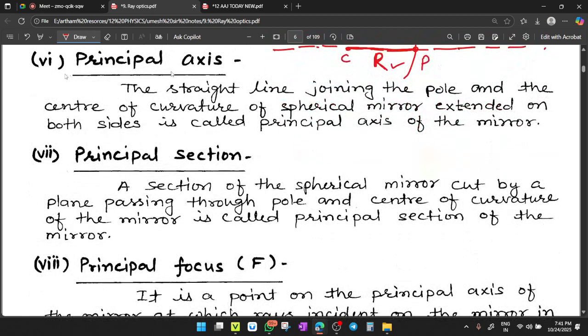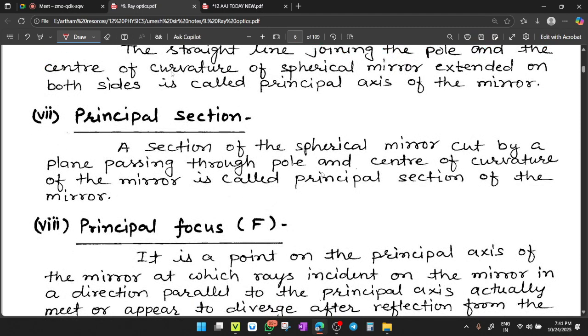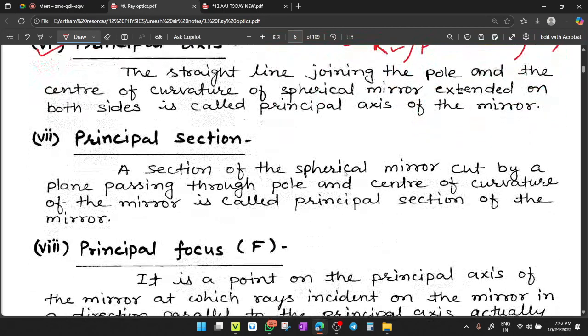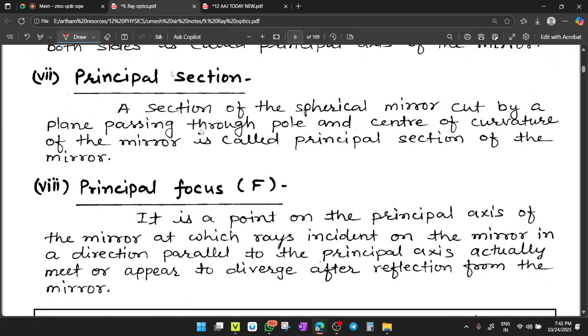Principal section is the section of the spherical mirror cut by a plane passing through the pole and center of curvature of the mirror. You see, this is a mirror, and you have cut this mirror by a plane passing through the pole and center of curvature. Means you have taken a blade and cut this mirror exactly midway. So the two sections are called principal sections. Clear?